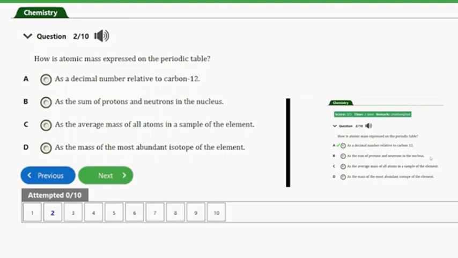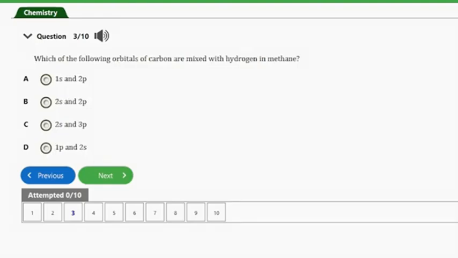Let's take for instance, the atomic mass of oxygen is approximately 16.00 atomic mass units. So this indicates that an average oxygen atom is about 16 times heavier than 1/12 of the mass of a carbon-12 atom. So that's how atomic masses are expressed on the periodic table. Let's consider the next question.